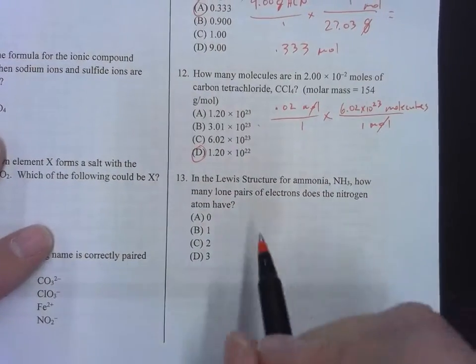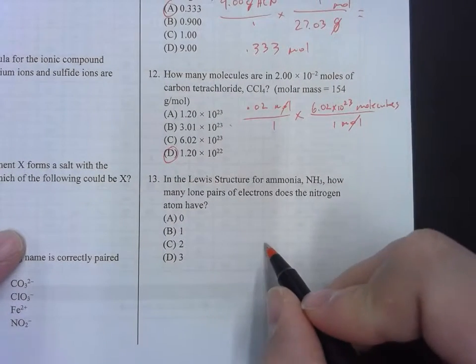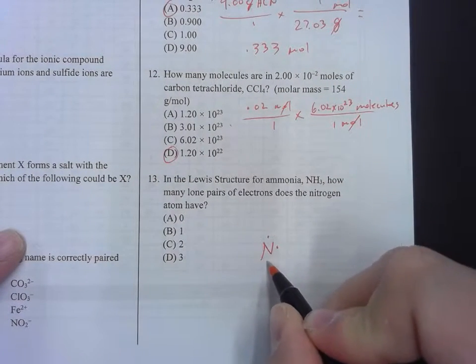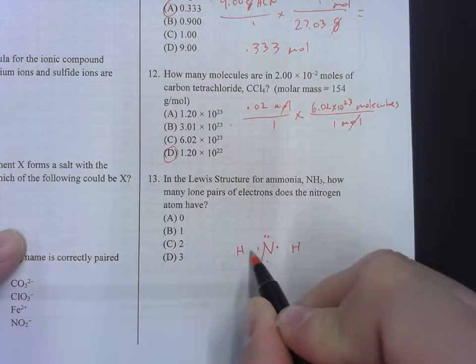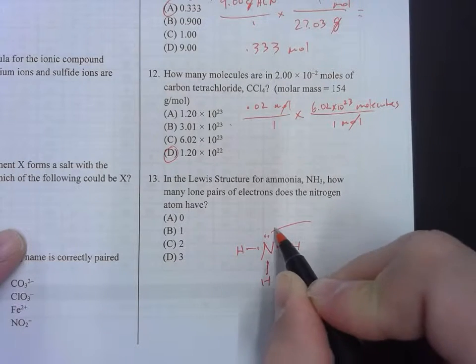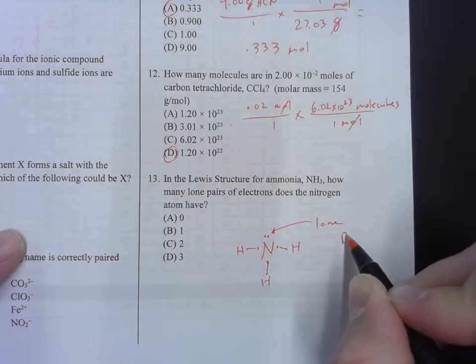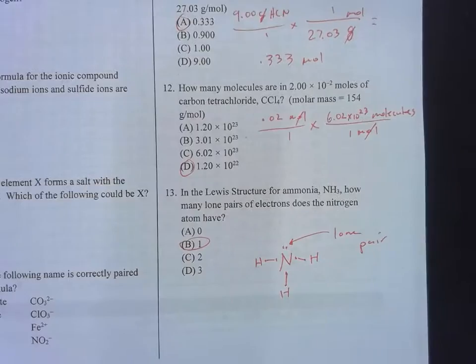In the Lewis structure for ammonia, NH3, how many lone pairs of electrons does the nitrogen atom have? Let's draw the nitrogen atom: 1, 2, 3, 4, 5 valence electrons. Here are your hydrogen-nitrogen bonds. Those are single bonds. That's your lone pair. So that's going to be 1. Letter B. Next, number 14.